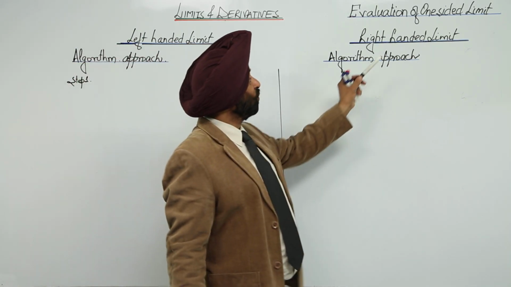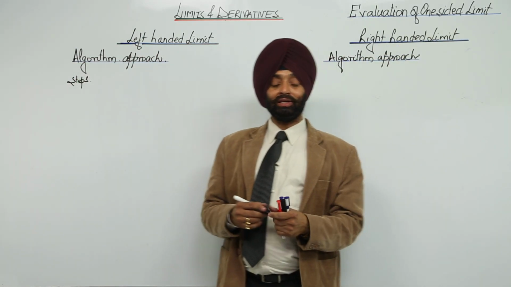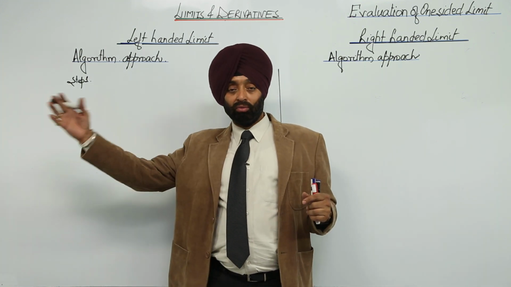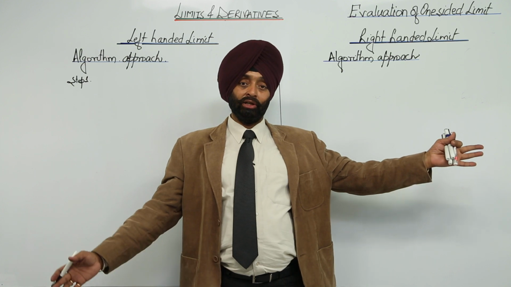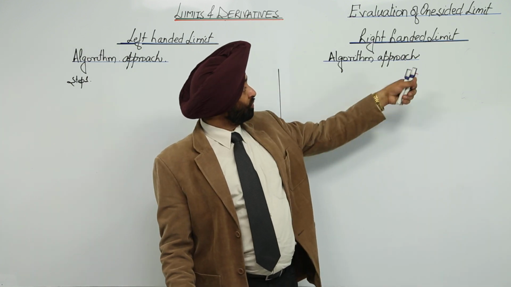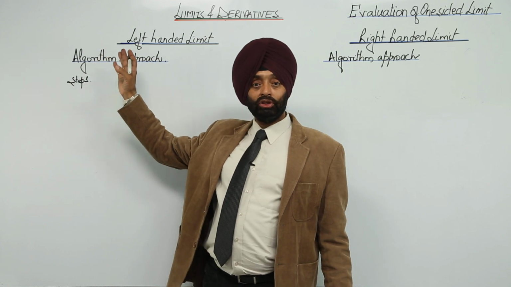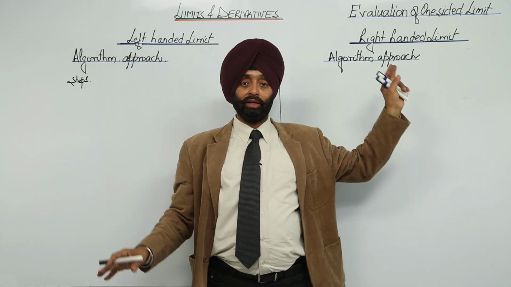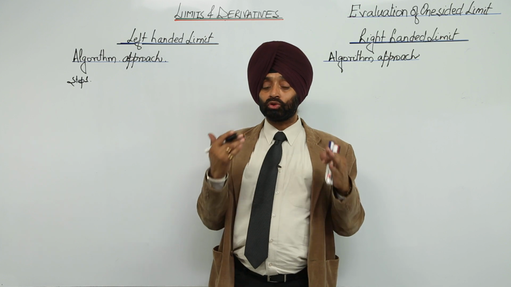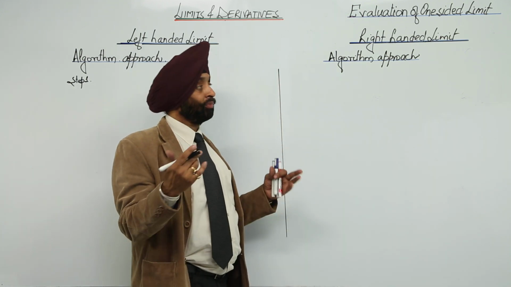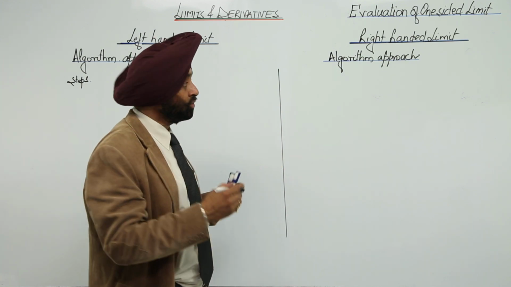Evaluation of one-sided limit. Now, one-sided limit means what? Suppose I am standing here, one is this side and one is this side. So, evaluation for one-sided limit: right-handed limit and left-handed limit. These two are written here, left-handed and right-handed. Now, how to proceed, what is the difference between them, and what is the use of this? I will explain to you what is the use of this.